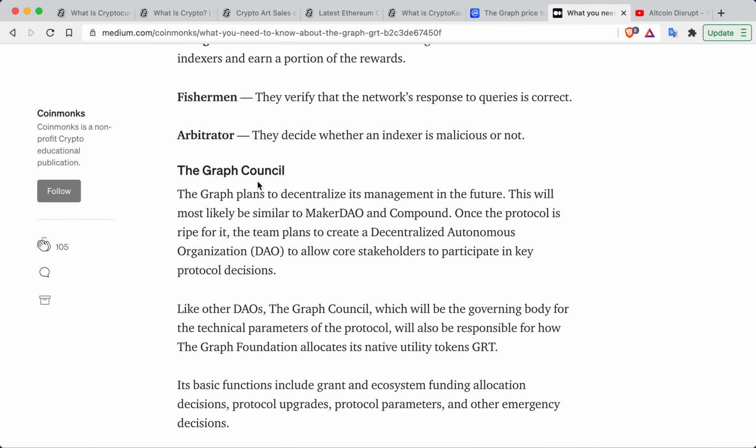The list goes on. The Graph Council. The Graph plans to decentralize its management in the future. That's what I mean. They plan to decentralize their management in the future, but it's not decentralized yet. I just want to make that clear to you guys. It's part decentralized, but it's not fully decentralized yet. This will most likely be similar to MakerDAO and Compound. Once the protocol is ripe for it, the team plans to create a decentralized autonomous organization to allow core stakeholders to participate in key protocol decisions.